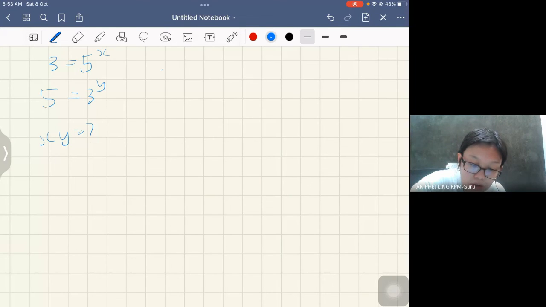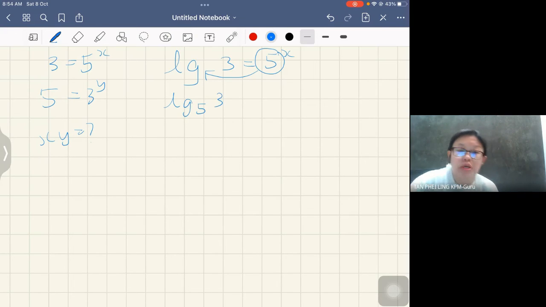We start from log. Usually we use log base 10, easier. So log base 10 can be written as lg only. So lg 3. Log comes and finds 3 equals 5 to the power x, right? So remember the base will come here to become the base. So log base 5 of 3 equals x. Is this okay?